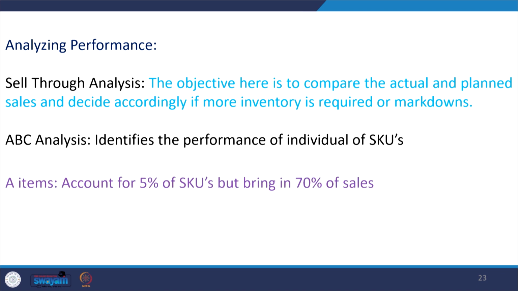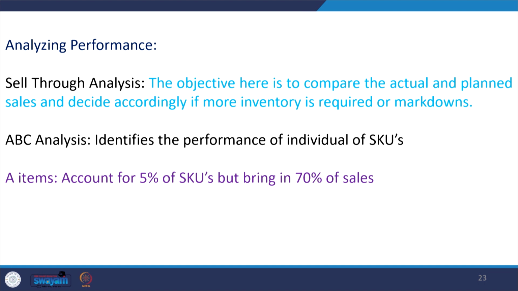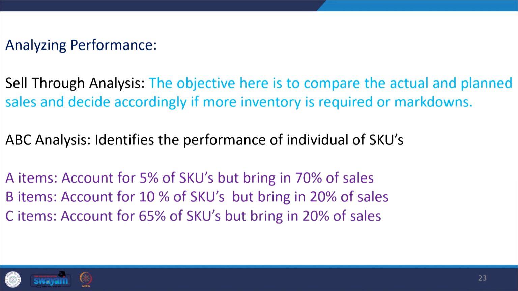Now what happens in case of ABC analysis is that we divide the stock keeping units into three categories: A items, B items and C items. Now A items are precisely those items which account for 5% of the total stock keeping units in a store but bring in 70% of sales.